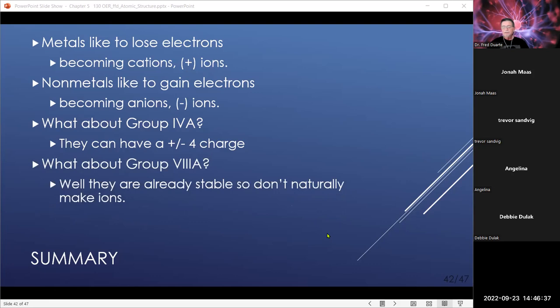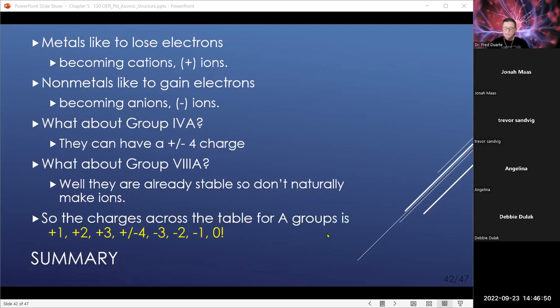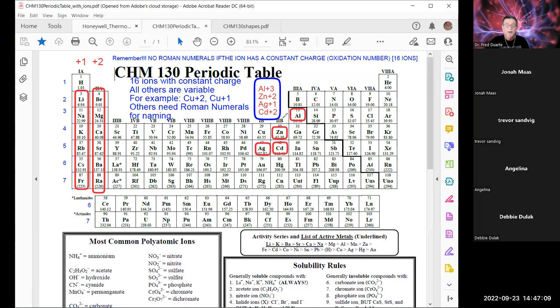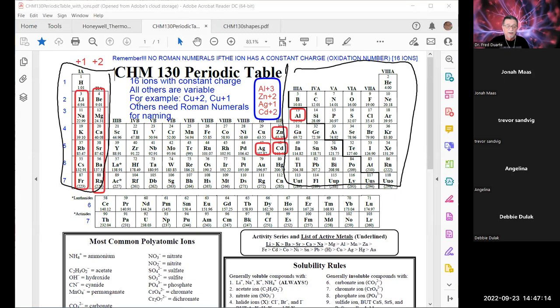Group 8A, nothing's going to happen to them. They already have 8 valence electrons. They are happy, quote unquote, happy, stable, and they're not going to give up their electrons readily. So those are the respective charges going across the periodic table. I cannot overemphasize that this is a true statement for only those A elements.